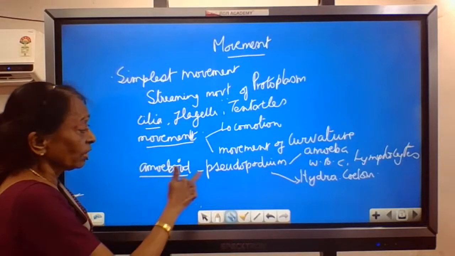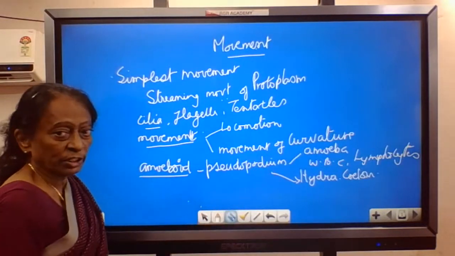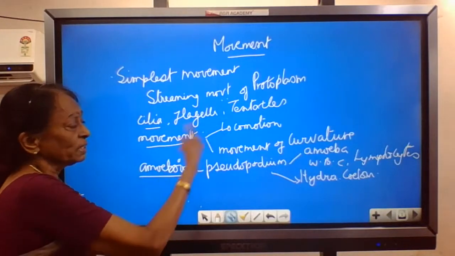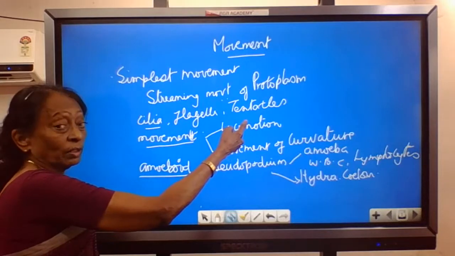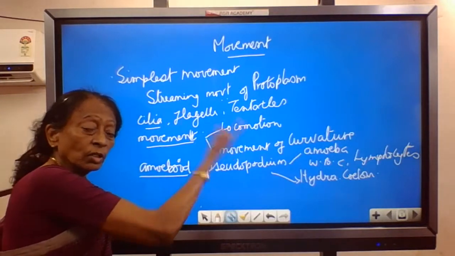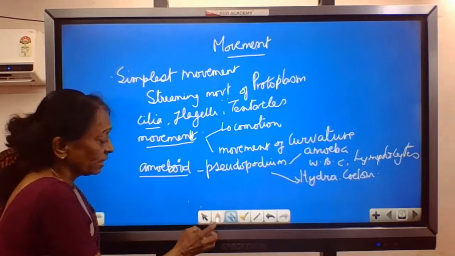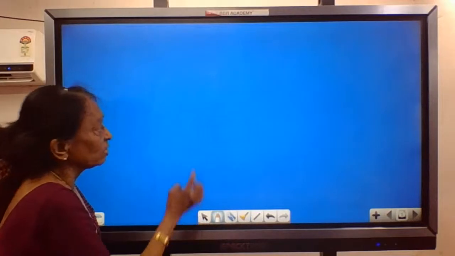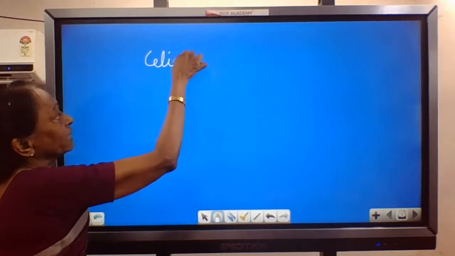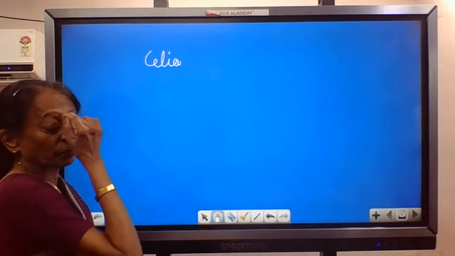Now, these organs can help in the locomotion as well as in the movement of curvature. So when I define these two, we can say all the locomotion will be a movement, but all the movements need not produce locomotion. The movement can produce movement of curvature also. So the next organ of movement, we take cilia. Now ciliary movement. The movement is called ciliary movement, and the organ is cilia.